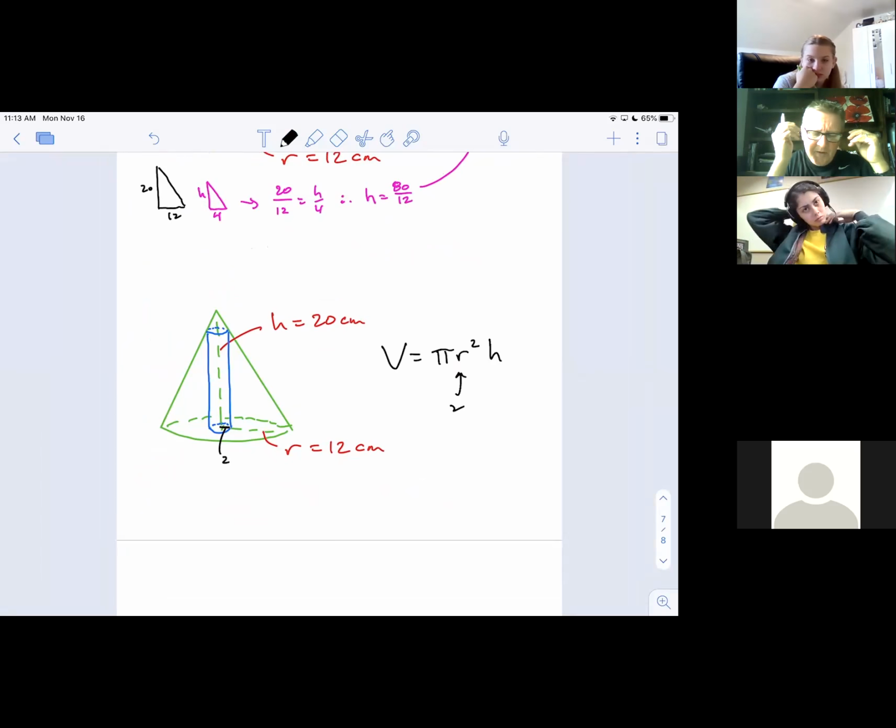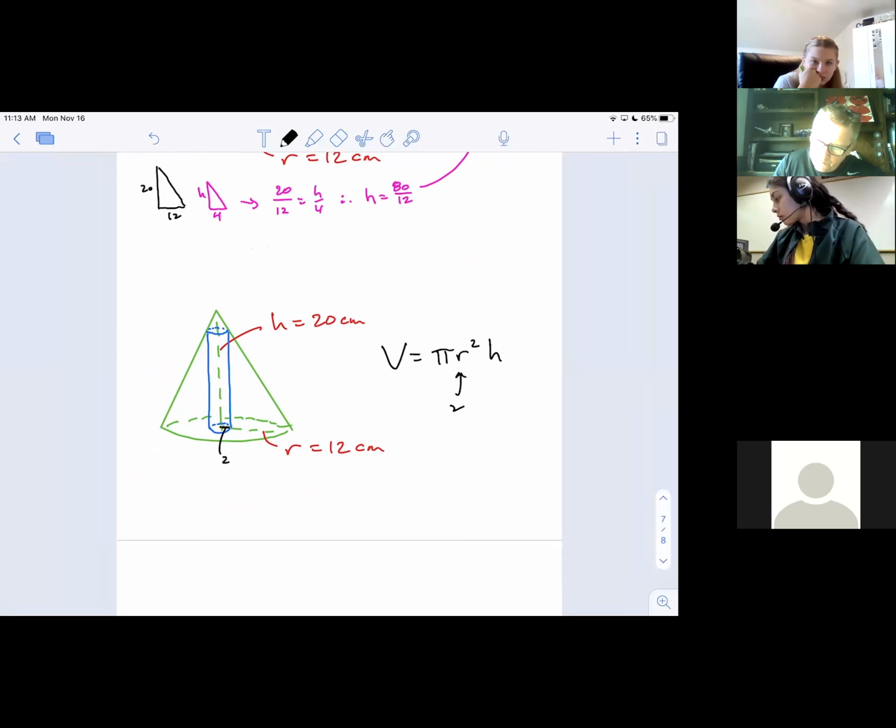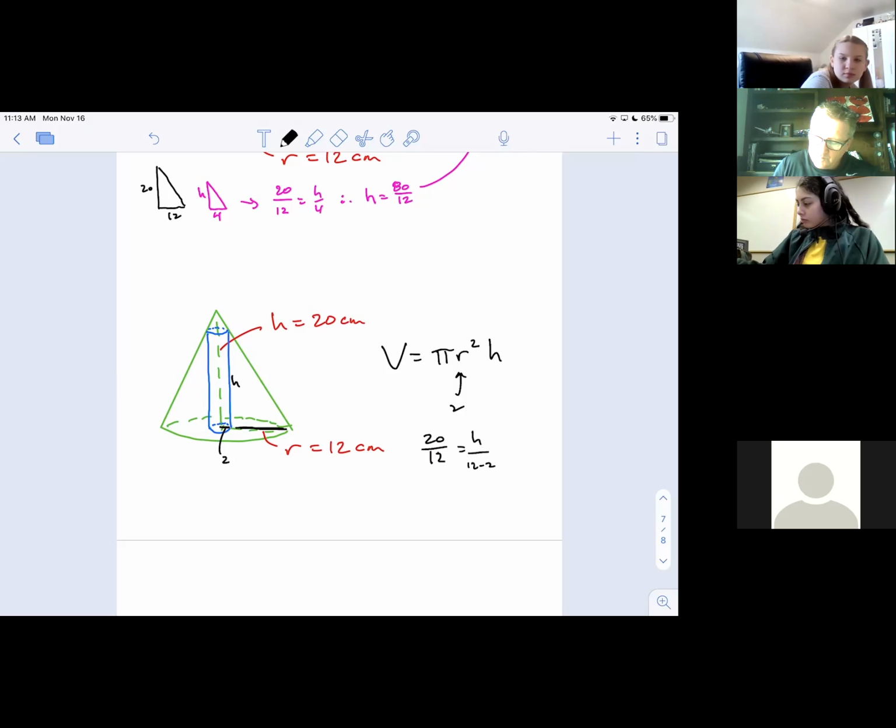And then what did we do last time to get our H? Well, last time we said 20 is to 12 as the height here is to this distance there. And that distance, since the radius is 2 for the cylinder, but the radius is 12 for the cone, is 12 minus 2. So it's 10. So if I multiply 10 times 20, I get 200. So H is 200 over 12. So if I take pi times 2 squared times 200 divided by 12, I only got a volume of 209.4.